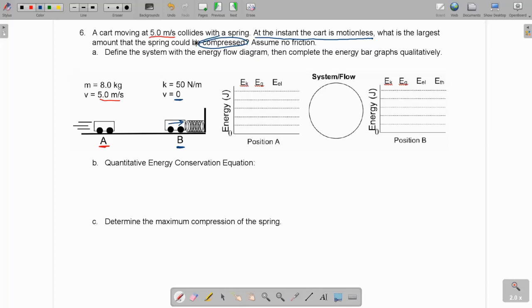The first thing we want to do is define the system with the energy flow diagram, then complete the energy bar graphs qualitatively. So we're going to draw the bar graphs on here ourselves, and for the system flow we're basically just going to list everything that's involved. The system is similar to the zero reference level we talked about with gravitational potential energy, in the sense that you get to set it to whatever you want. The system is relative.